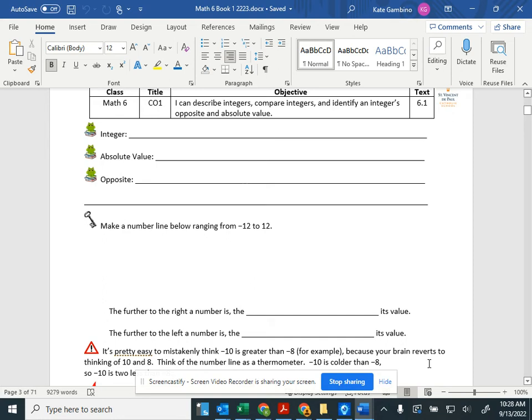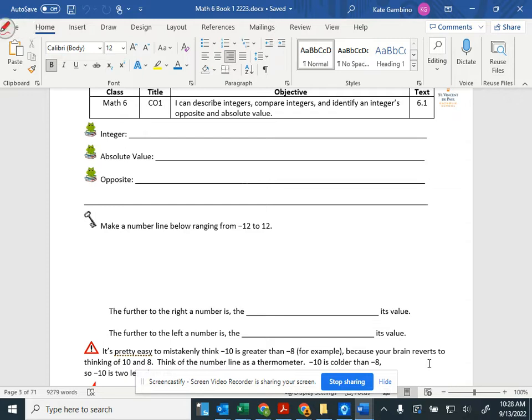Good morning. Today we are doing CO1, our first objective. We started this yesterday, and we're going to review what we talked about yesterday with the definitions, and then go down into the lesson. So CO1 is I can describe integers, compare integers, and identify an integer's opposite and absolute value. In order to do that, we need to know what those terms mean.